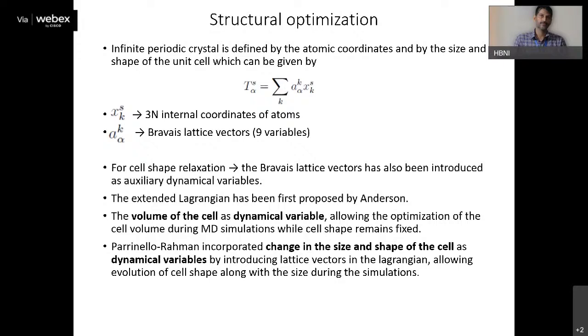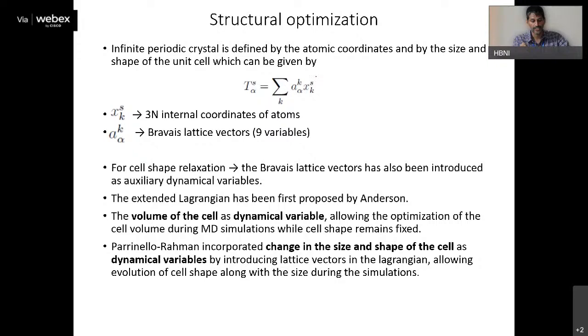So you start with this one. One infinite periodic crystal is defined by atomic coordinates as well as by the cell size and shape, and this can be represented by this equation. These are the three internal coordinates of atoms, and these are the nine lattice parameters. So this represents the complete infinite periodic crystal.